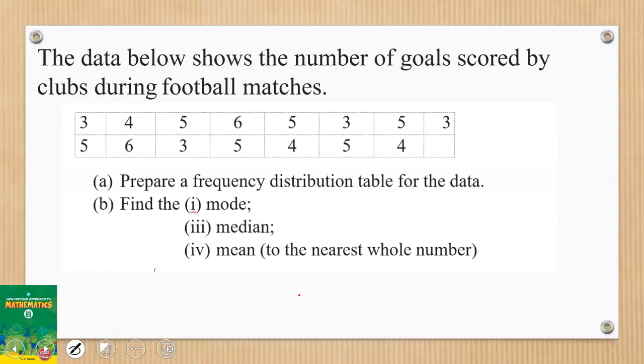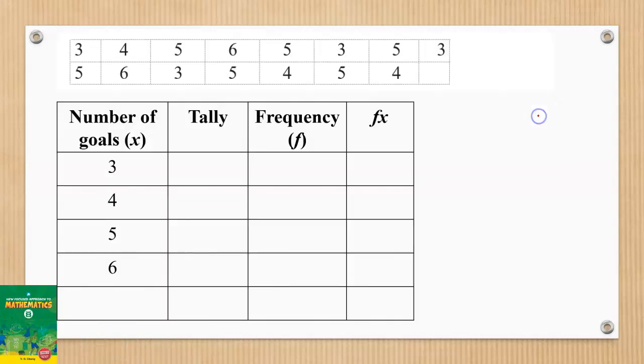The data below shows the number of goals scored by clubs during football matches. We have to prepare a frequency distribution table for this data. This is raw data. And then we have to find the mode, the median, and then the mean. Okay, so now let's create a table like this. We know we have 3, 4, 5, 6, there's no 7, there's no 8, so we can arrange our numbers like this: 3, 4, 5, 6.